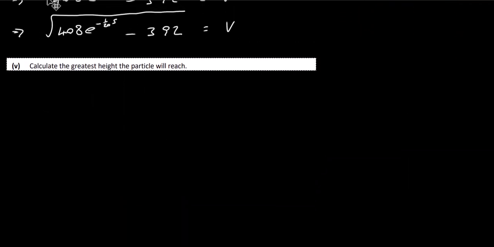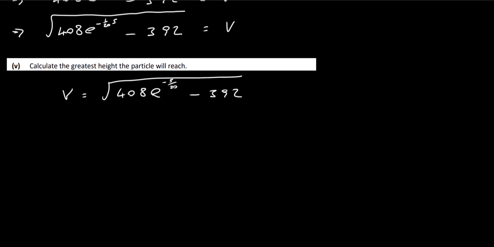Okay, so we're going to use this formula that we've just worked out. So v is equal to the square root of 408 e to the power of, let's see, minus s over 20, minus 392. So at the maximum height, the velocity will be 0. So I'm just going to put 0 in here. I'm going to square both sides at the same time. So I'll get 0 equals 408 e to the power minus s over 20 minus 392. So, okay, we just got to solve this for s.